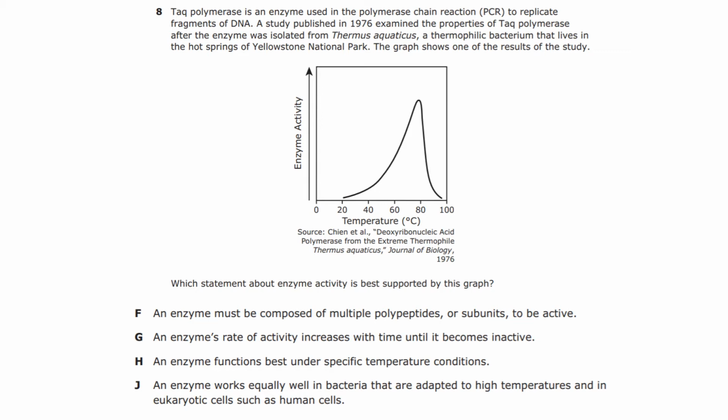But F doesn't have anything to do with it, nothing is shown on there. An enzyme must be composed of multiple polypeptides or subunits to be active. That's not discussed or shown on that graph. An enzyme's rate of activity increases with time. Time isn't on that graph. It's simply temperature and activity. And J says an enzyme works equally well in bacteria that are adapted to high temperatures and in eukaryotic cells such as human cells. Well, this doesn't have anything about humans on it. It's only talking about bacteria, right? So that's why H would be the best answer.